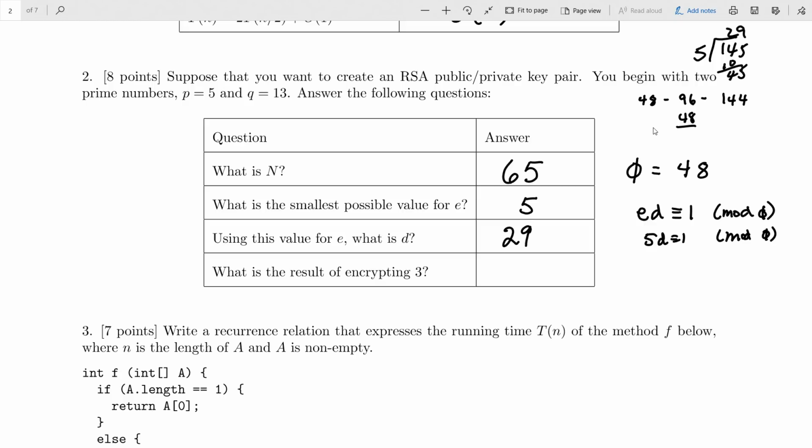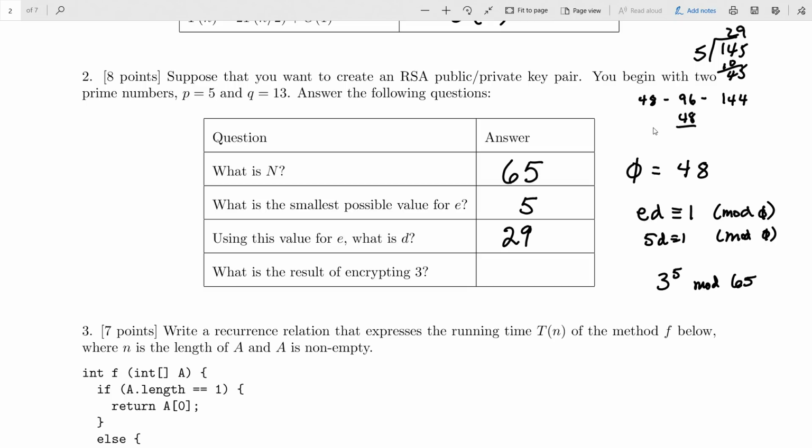And then it asks, what's the result of encrypting 3? Good thing I didn't ask about encrypting. Good thing e is just 5. So how do I figure out the result of encrypting 3? 3 to the 5 mod n. Right, so it's just 3 to the 5th mod 65.